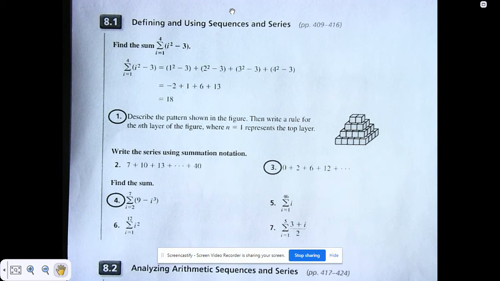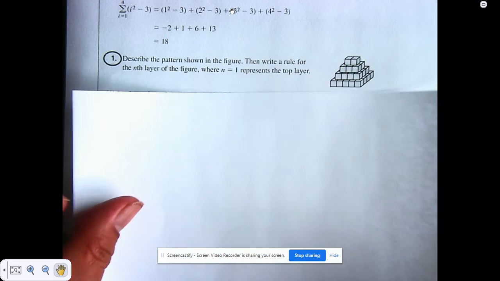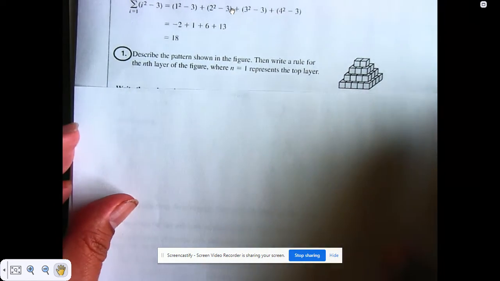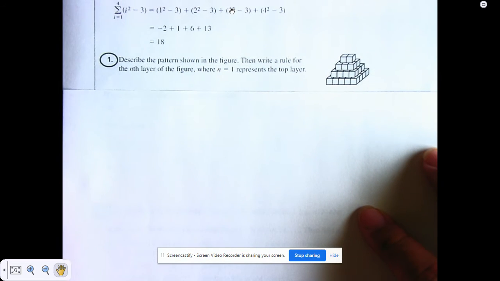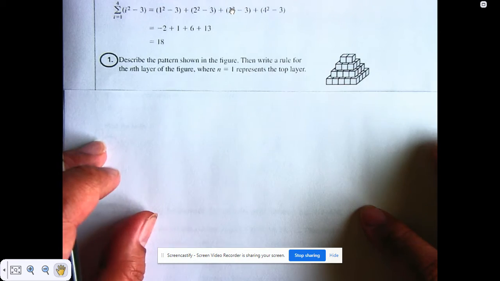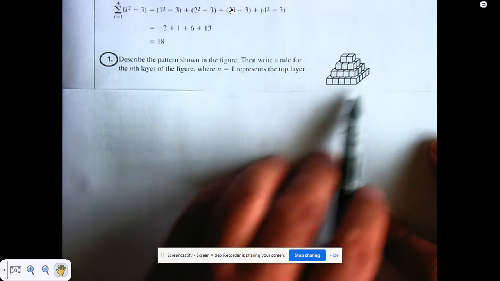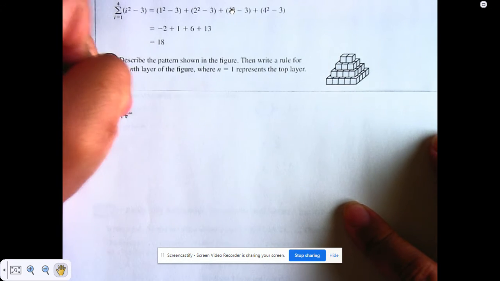So let's start with 8.1, which is defining and using sequences and series. Let's start from number one. Describe the pattern shown in the figure. Then write a rule for the nth layer of the figure, where n equals 1 represents the top layer. Now let's look at the top layer. So for number one, let me put it right here.